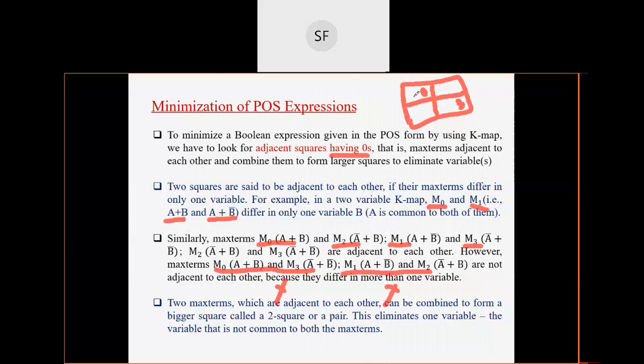So which are the adjacent term pairs? This one, these two, then these two, then these two, then these two.